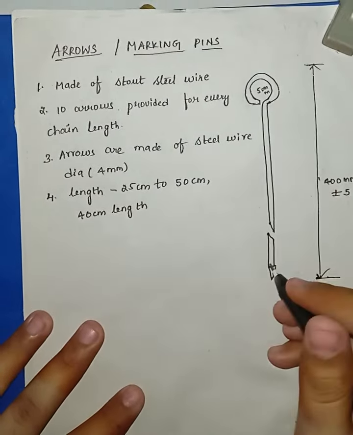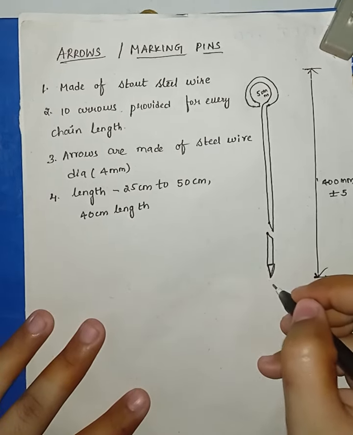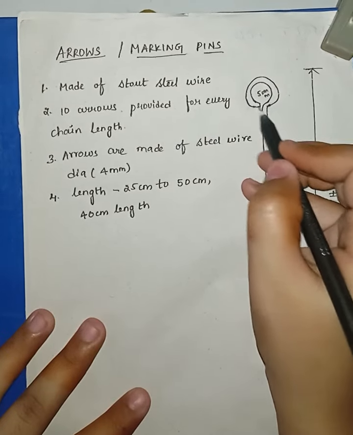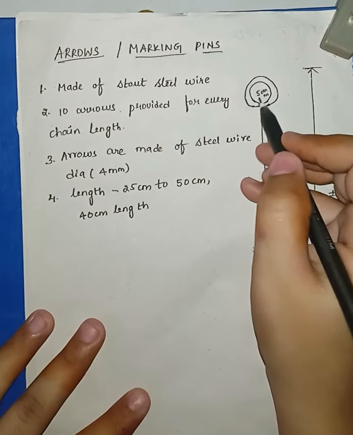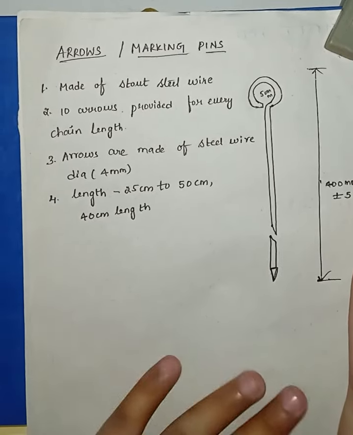Here we can see in the image, one end of the arrow is very sharp and the other end of the arrow is bent into a circular loop. Why is it bent into a circular loop? So that we can carry it easily with the hand. Okay, this is about arrows.